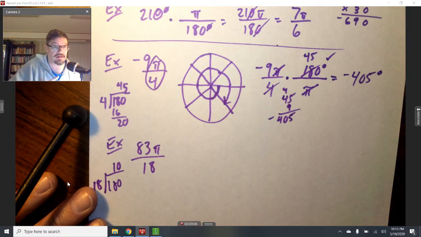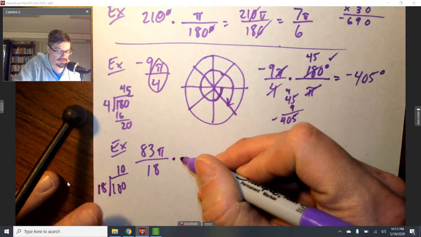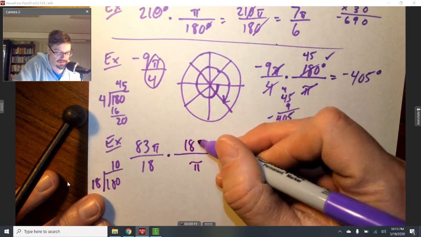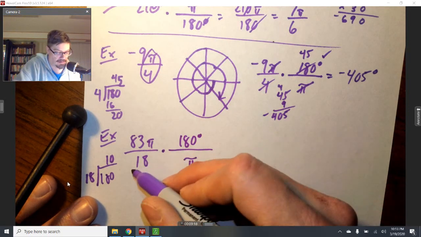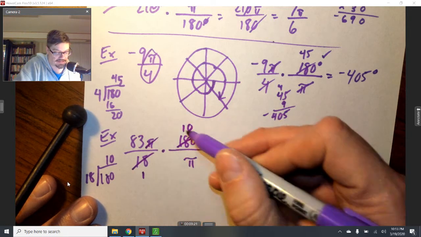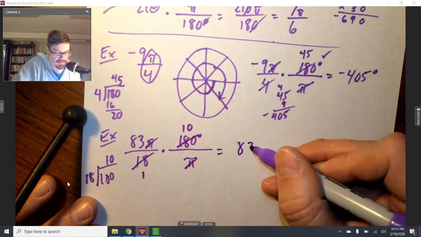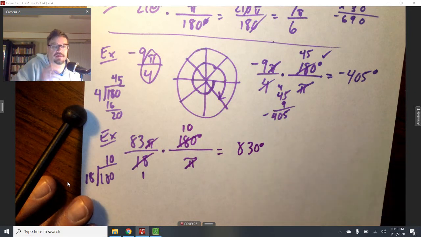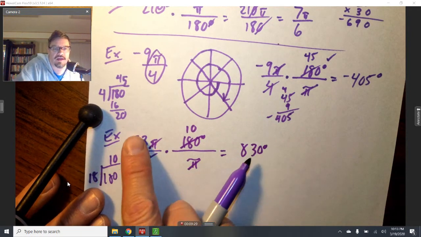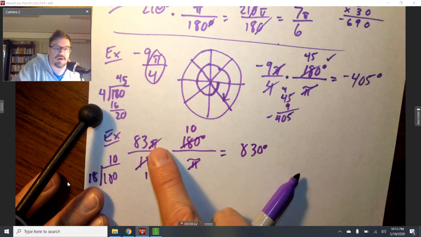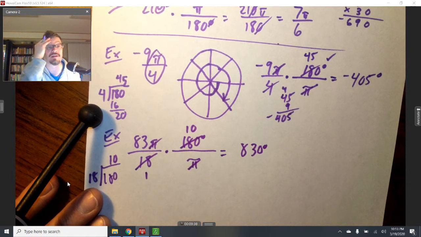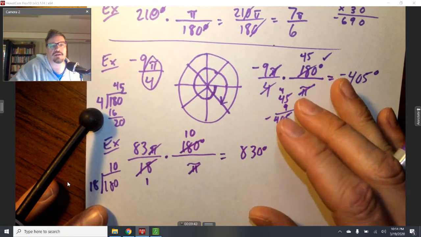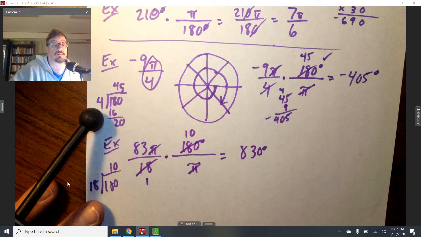But let me show you, in case you forget, how this is operating here. I'm going to just use the formula. I'm going to get rid of the pi, but introduce degrees. So 18 goes into here 10 times. Pi's cancel out. 83 times 10, 830 degrees. But the whole point is to kind of ignore this number and focus on what kind of partitioning I am doing. What am I doing to pi, and how many do I have of them? I think it's the best way to visualize what's going on. And in the long run, I think it'll help you a lot when you go into more advanced mathematics.